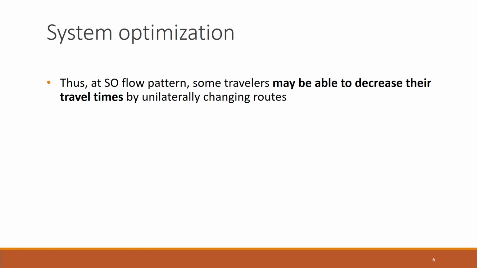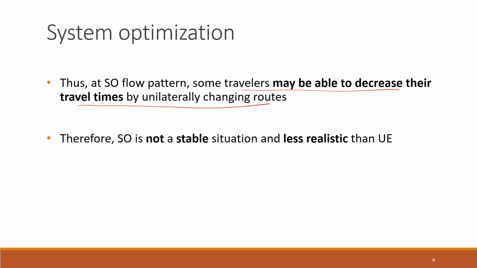This is saying the same thing: at the SO flow pattern, some travelers may be able to decrease their travel times by unilaterally changing routes. Therefore SO is not a stable situation and is less realistic than user equilibrium. Since some of the travelers can decrease their travel time by unilaterally changing routes, it is not a stable situation like the equilibrium case, and it is also less realistic, because in reality everyone will try to minimize only their own travel time.